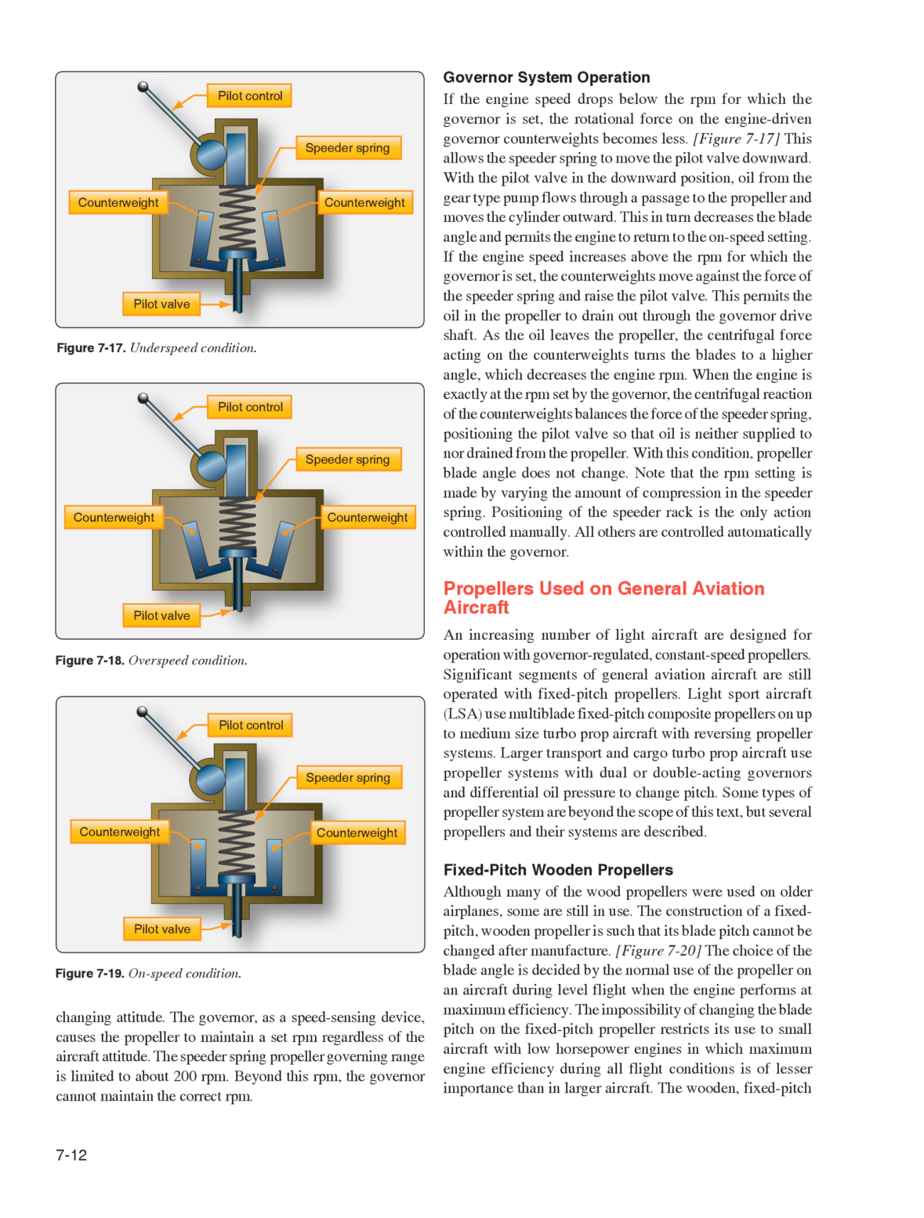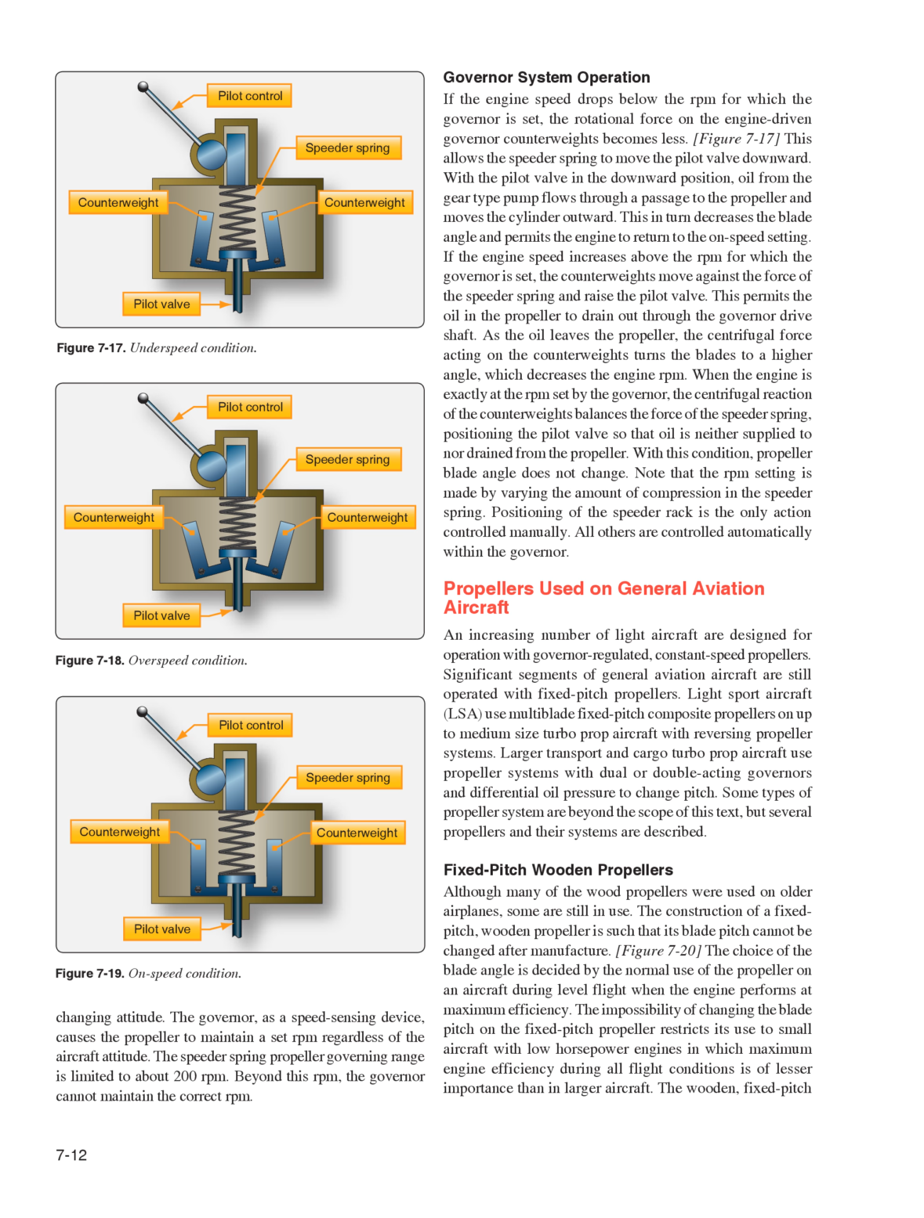Some types of propeller system are beyond the scope of this text, but several propellers and their systems are described. Fixed-pitch wooden propellers. Although many of the wood propellers were used on older airplanes, some are still in use. The construction of a fixed-pitch, wooden propeller is such that its blade pitch cannot be changed after manufacture, Figure 7.20. The choice of the blade angle is decided by the normal use of the propeller on an aircraft during level flight when the engine performs at maximum efficiency.